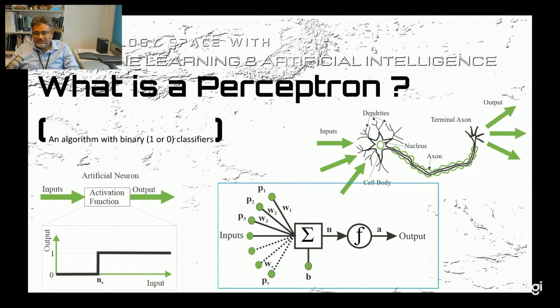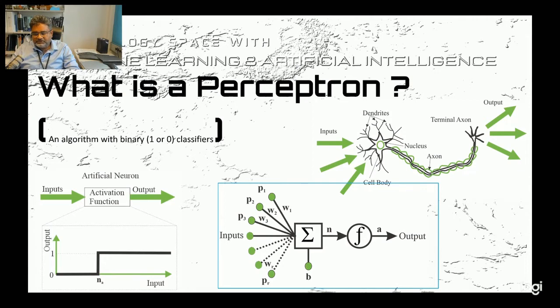In this blue box, you can see a general structure of a perceptron. As you can see, it has inputs, the main structure, and then the outputs. The main structure consists of summation, which is represented by a sigma sign. That means adding some values, and then these added values go through a function f and give you output a.